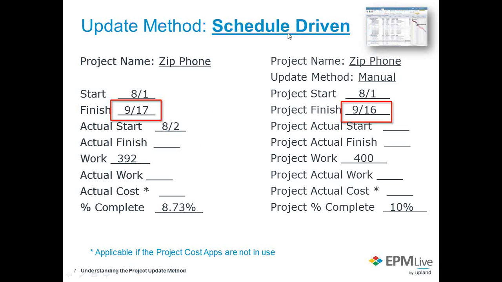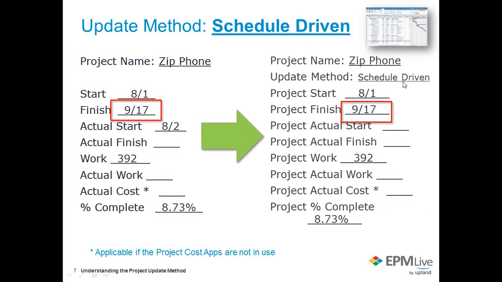Now, if I choose schedule-driven method, so here's my schedule-driven, whatever I put in these fields and whatever are the values that are in my schedule, as far as my online project schedule or Microsoft Project schedule, will override these values here. So they'll be the same.